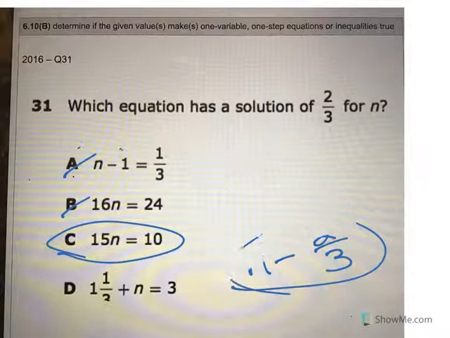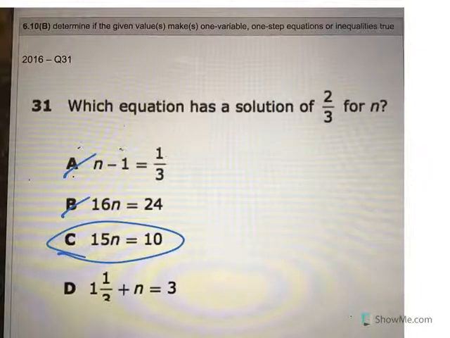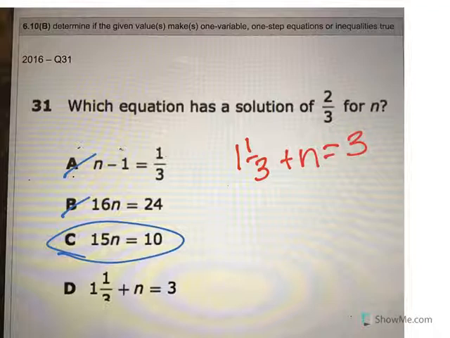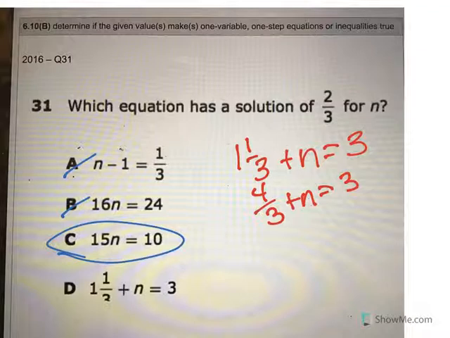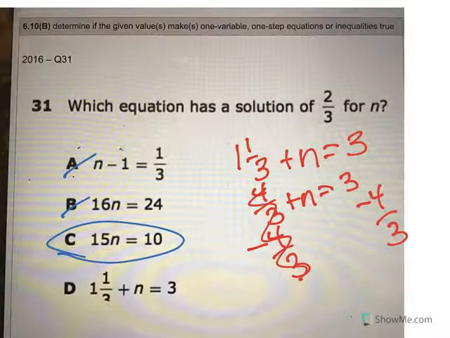But again, let's just check D to make sure I didn't make any mistakes. So we have 1 1/3 plus n equals 3. And I'm just going to go ahead and write that 4/3 plus n equals 3. So I am adding a positive 4/3. The opposite of adding positive 4/3 is adding a negative 4/3. Zeroes out. Whatever you do to the left side, you do to the right side.